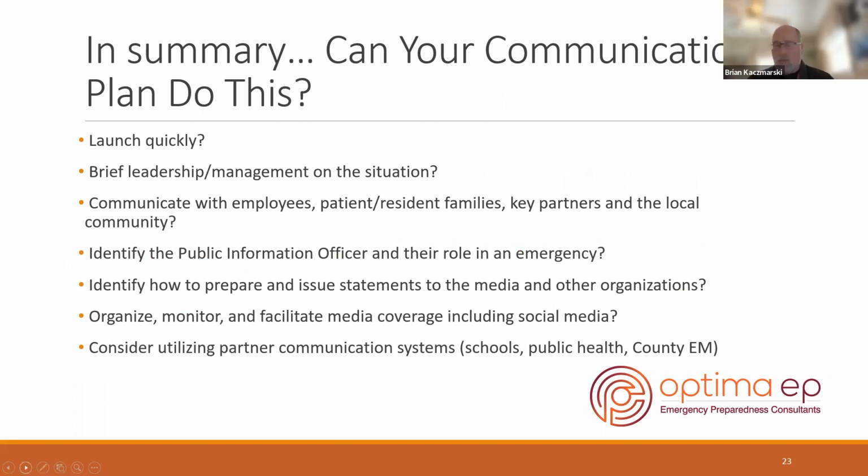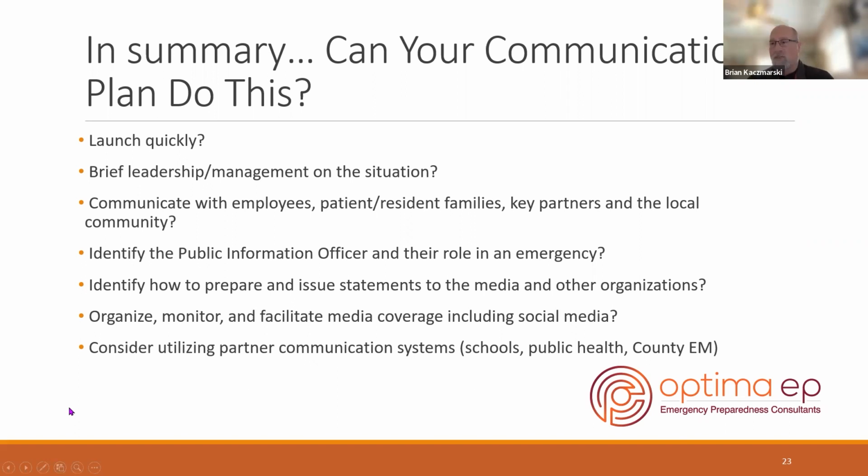So in summary, give yourself as much time as possible, and make sure that your communications plan is as current as you can get it. Can you launch it quickly? Can you brief internal leadership? Can you communicate with all of your employees, your clients, and their families, as well as the local community? Do you know who your public information officer is? That individual is going to become very, very important.